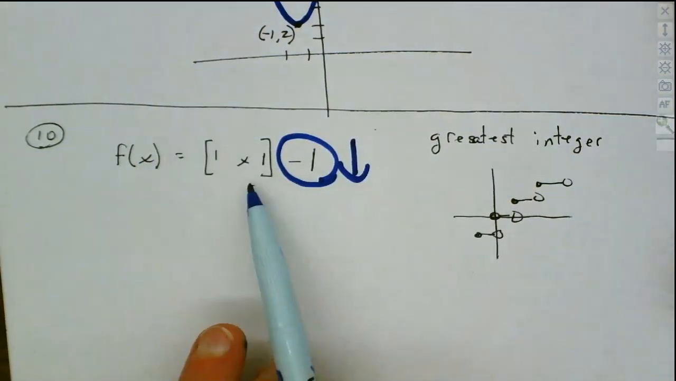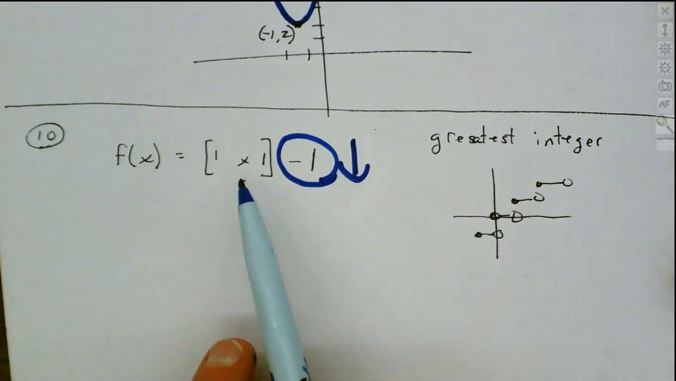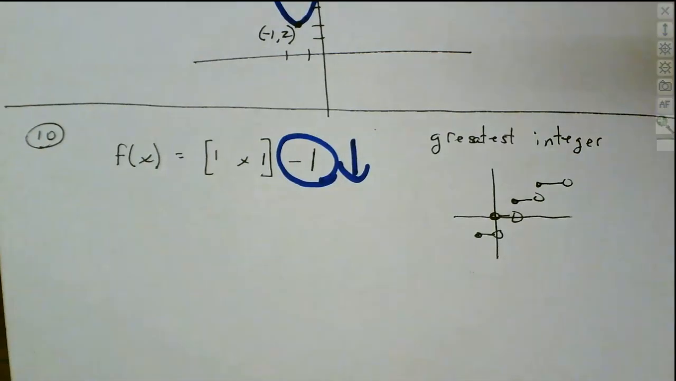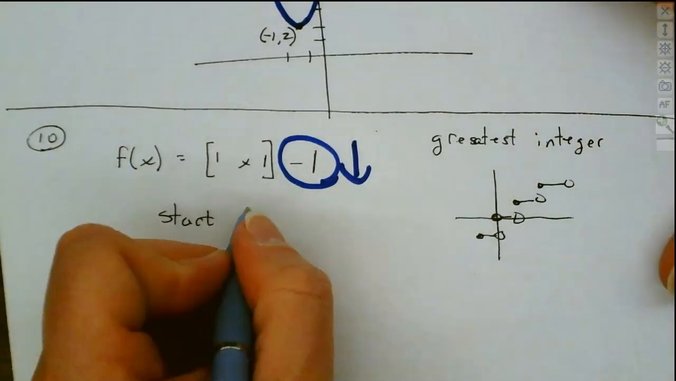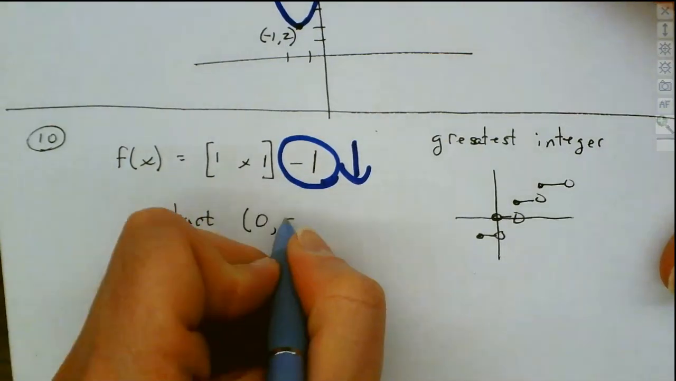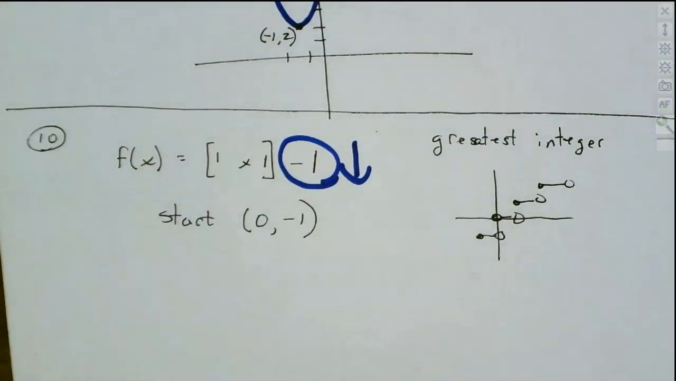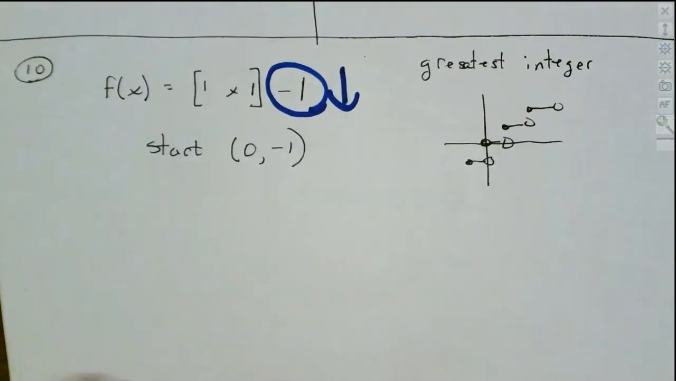Is there anything inside with the x here? No. So it's not going to slide left or right any. It's only going to slide down 1 unit. So where are we going to start at? Well, we are going to start down 1 unit. So that's going to be at 0, -1. That is where we're going to start.